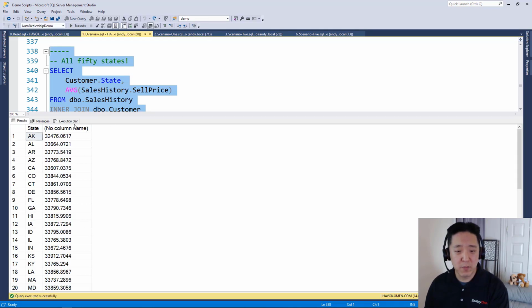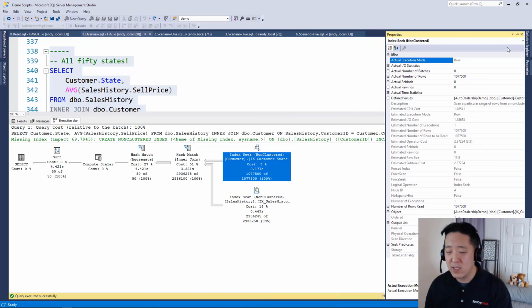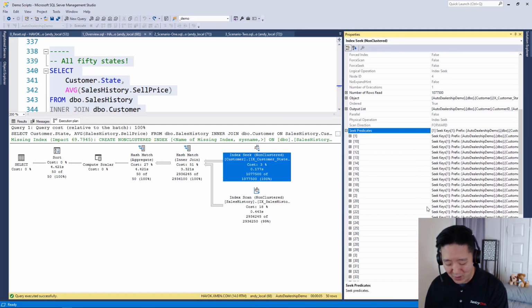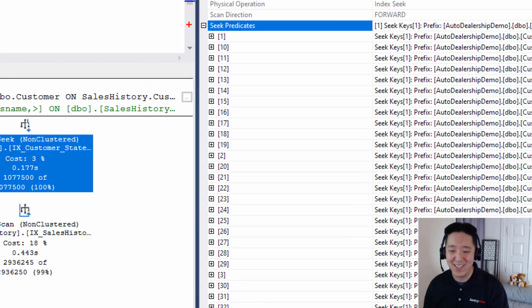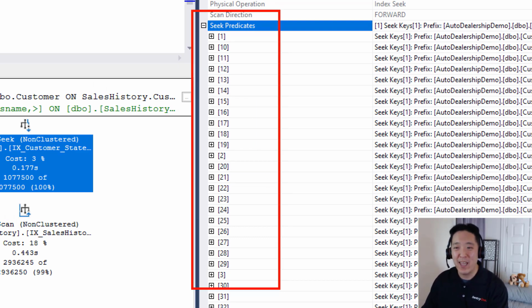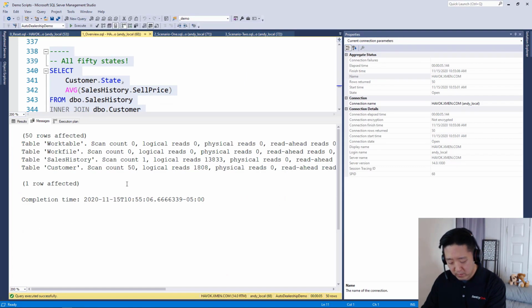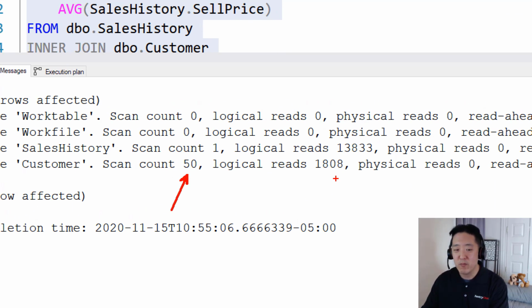So if I were to look at the execution plan, I have index seeks once again, but what happens if I look at the details? Because a lot of people don't look at the details. And let's look at the seek predicates and the number of seek predicates that we happen to have here. And you see quite a few of them, right? So this is a case where we happen to query into the customer table repeatedly and completely unnecessarily. If we look at the customer table, scan count 50, and we've completely bloated out our number of logical reads, 1808 in this particular case.